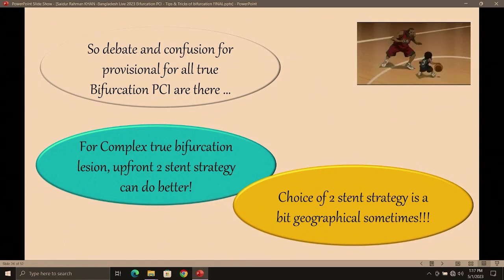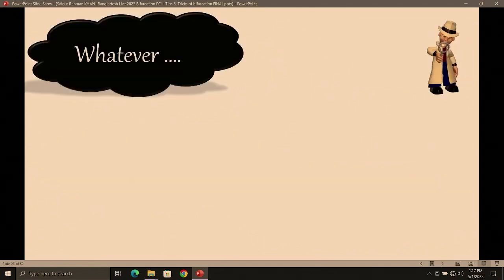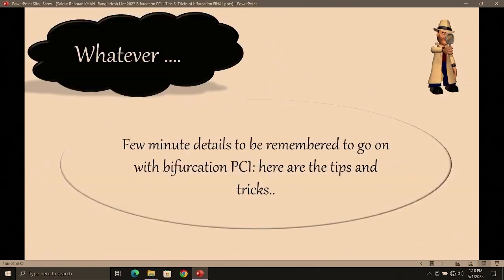And this debate and confusion, and also the choice of the two-stent strategy, is still a bit geographical, because this part of the planet loves DK crush, that part of the planet loves culotte or TAP, not DK crush. Only 3 or 5% are doing DK crush. So whatever, we have to choose according to our expertise which technique we will take for a two-stent strategy.